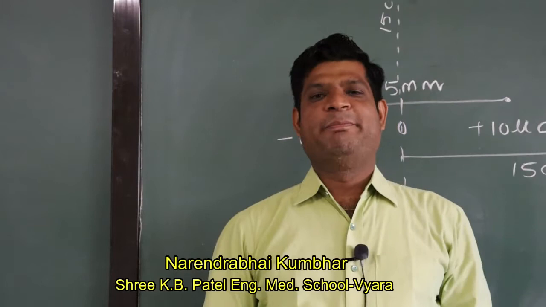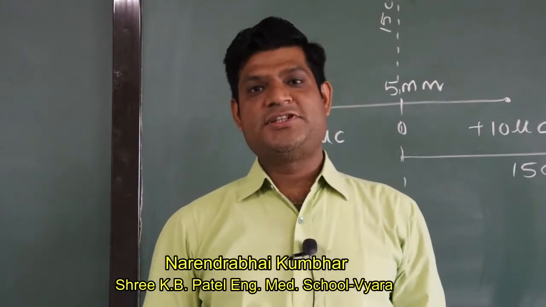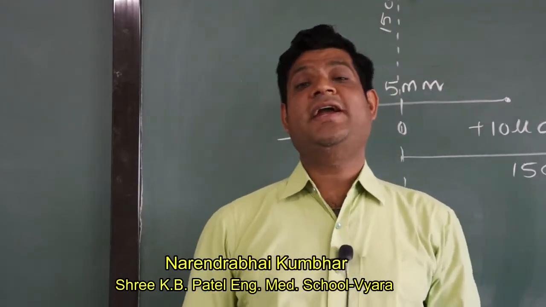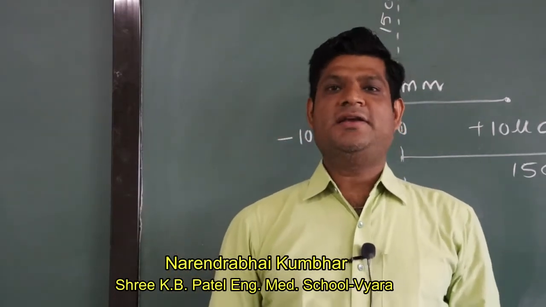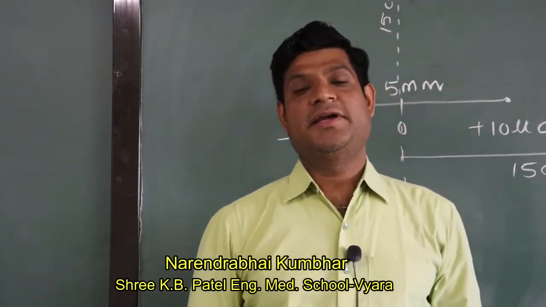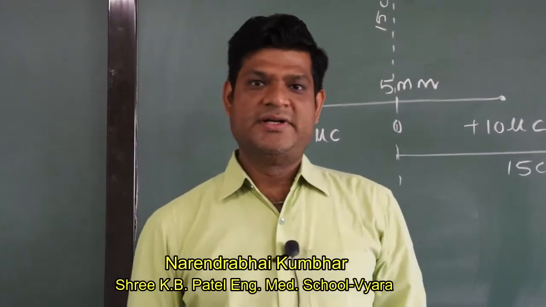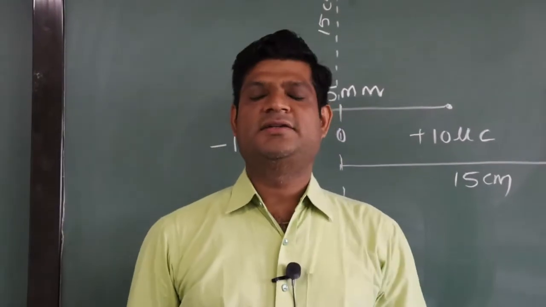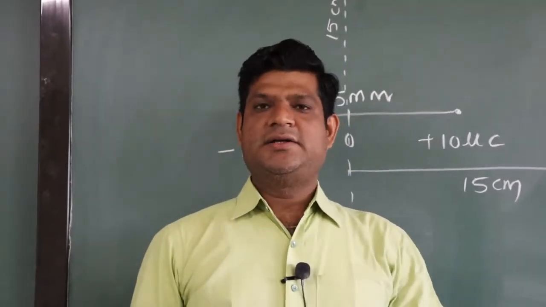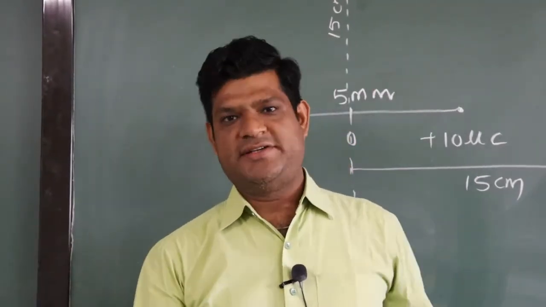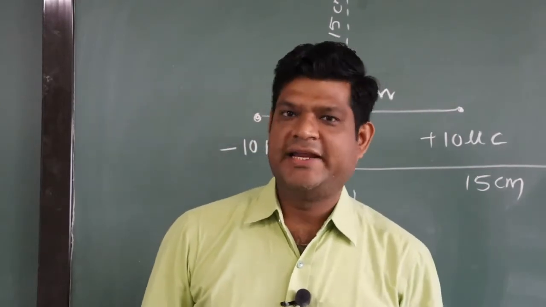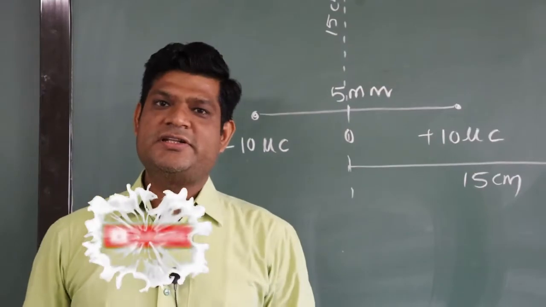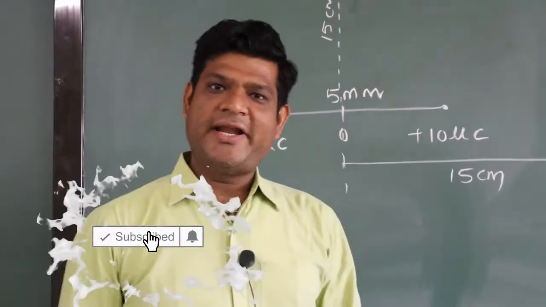Dear students, in the last video we studied example number 1.9. In that we calculated the electric field at point A, point B and point C. The three points were given and we calculated the electric field at those three different points by deciding the directions, right. Now we are going to see example number 1.10.